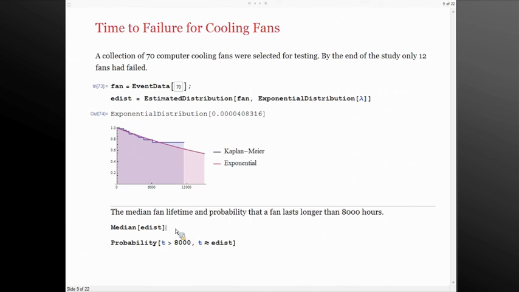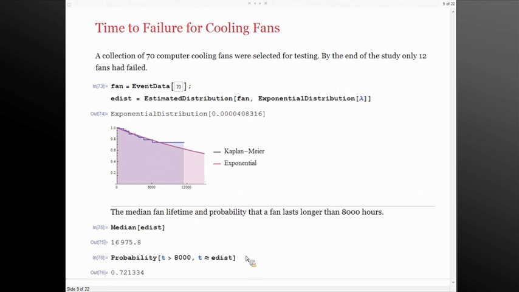Once I've fit this model, in this case using the exponential distribution, I can compute all sorts of things from that. So this is the median time to failure for fans, about 17,000 hours. And this is the probability that a fan lasts longer than 8,000 hours. It's about 0.72.